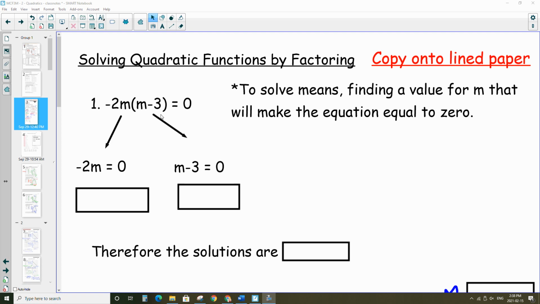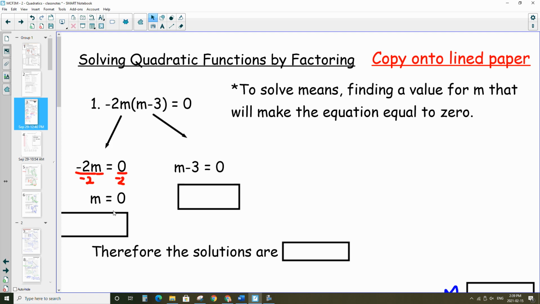And the second step is to make sure it's factored. This one happens to be factored already. Once it's factored, you're going to take each part, okay? So negative 2m is one part, and then m minus 3 in the bracket is the second part. You're going to take each of those and make them equal to 0, and you're going to solve. So negative 2m equal to 0. To solve for m here, all we need to do is divide this side by negative 2, right, so that they can cancel, and then do the same thing on the other side. Okay, so you're still going to end up with m is equal to 0.